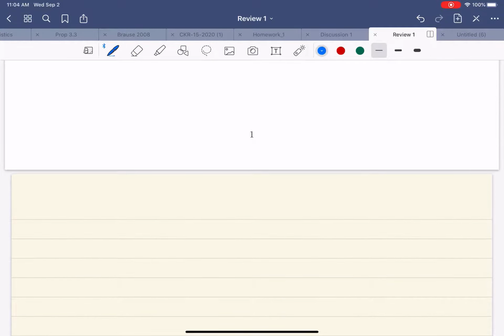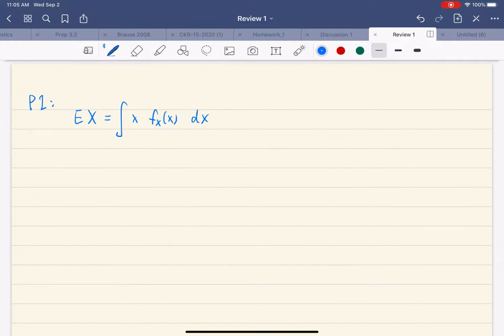Okay. So in problem one, we want to find the average of x. By the definition, this is equal to the integral of x f_X(x) dx. We plug in the PDF of the exponential distribution. It is the integral of x from 0 to infinity, lambda e to the negative lambda x dx.